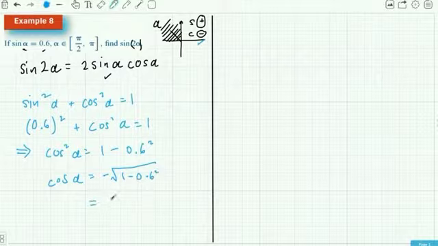What you're going to end up with is 0.8. This will turn out really nice. It's going to be negative 0.8. We only need the negative branch.